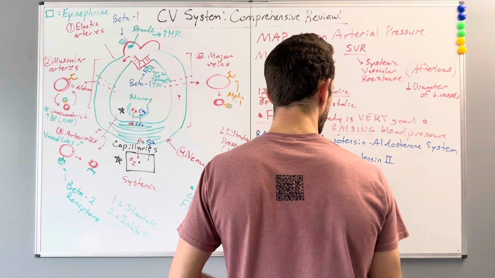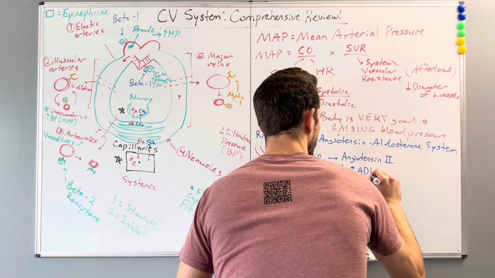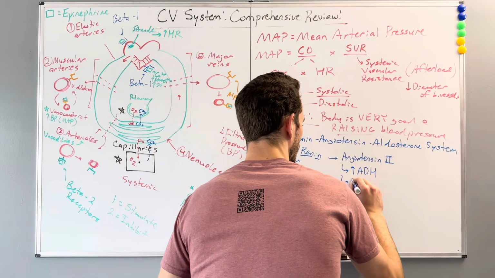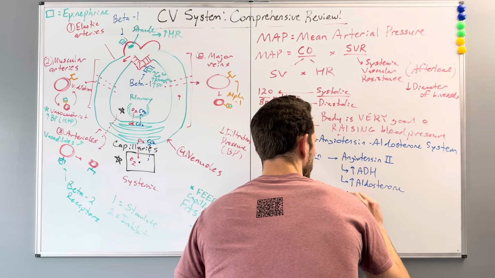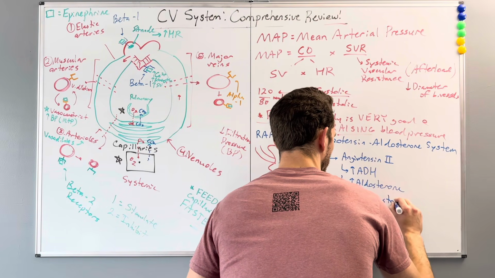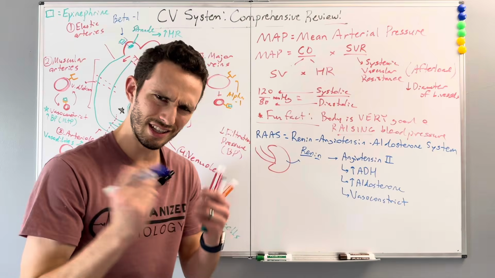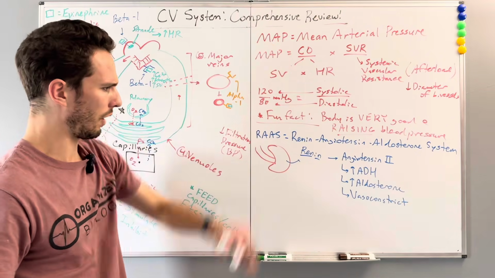Now, what angiotensin 2 does is a variety of things. It will increase ADH release at the posterior pituitary, it'll increase aldosterone release at the adrenal cortex, and it'll also vasoconstrict a bunch of blood vessels. So let's think about this. What will all of these do to MAP? Well, let's think about it.